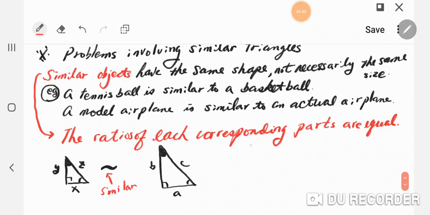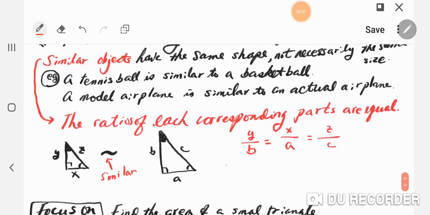The ratio of y to b. Y to b is a ratio. So y is the height of the smaller triangle, b is the height of the larger right triangle. So the ratio of y to b should be equal to the ratio of the base of the smaller triangle to the base of the larger triangle. That is also equal to the ratio of the hypotenuse of the smaller triangle to the hypotenuse of the larger triangle. So the ratio of each corresponding part is actually equal.